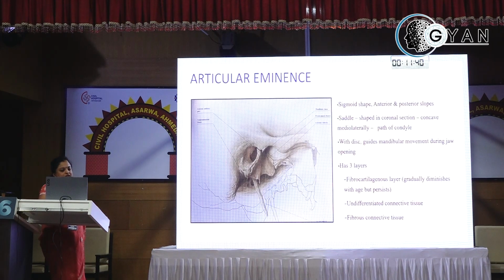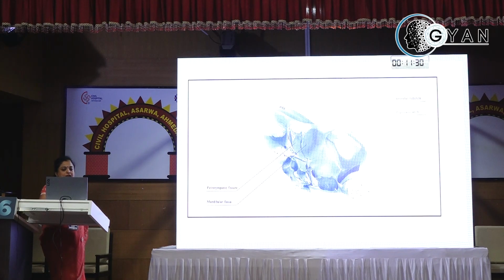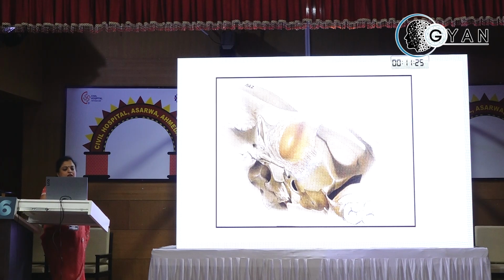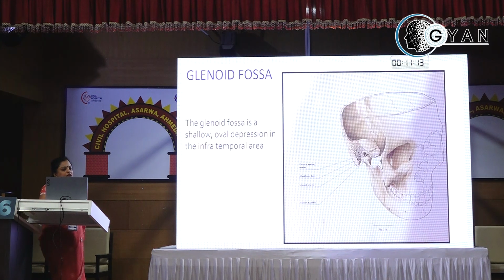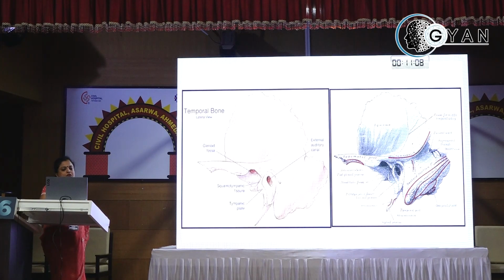The eminence itself has 3 layers: the fibrocartilaginous layer, an undifferentiated connective tissue, and a fibrous connective tissue, which acts like a saddle. So this is how it appears in cross-section. With age changes, in the edentulous jaw there is more resorption seen from the fossa to the eminence. As a result, the convex posterior part of the eminence becomes flatter. The glenoid fossa is shallow and is an oval depression in the infratemporal area. So we see the relation of this to the temporal bone.